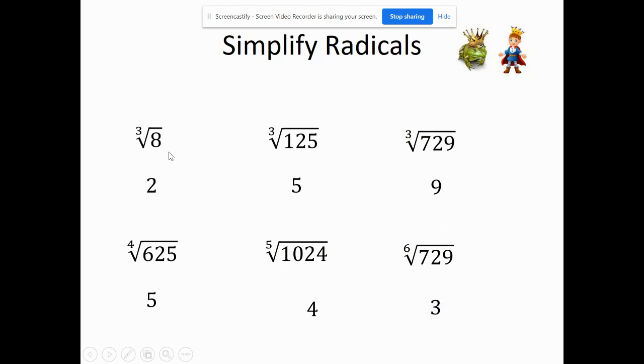Basically what you're doing is you're looking for the root. And one hint I would give you is this: if it ends in a 5, the answer is going to be a 5 of some sort. With even numbers, I would look at 2s, 4s, 6s, 8s. And with an odd number, look for an odd number for your answer. You'll see that reflected in these examples.